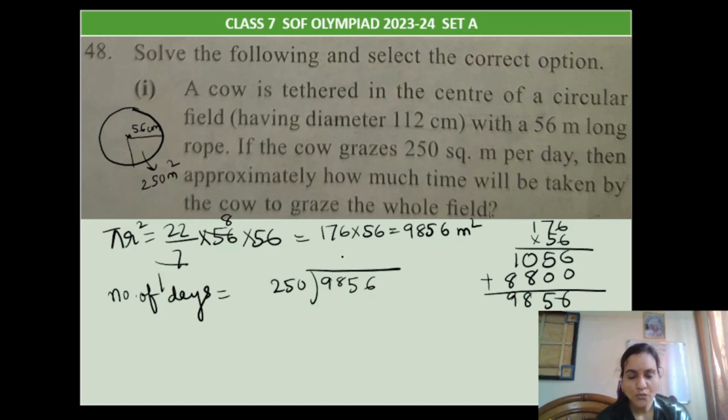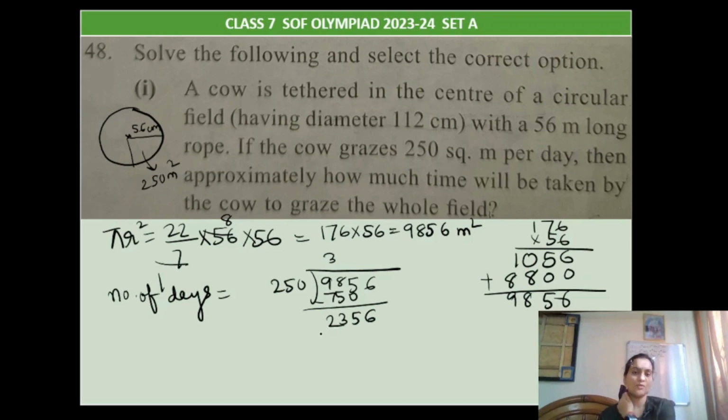9856. So 254s are 1000. We have to take a smaller number. So it is 250. 3s are 750. So if you subtract, it will become 5. 8 minus 5 is 3. 9 minus 7 is 2.